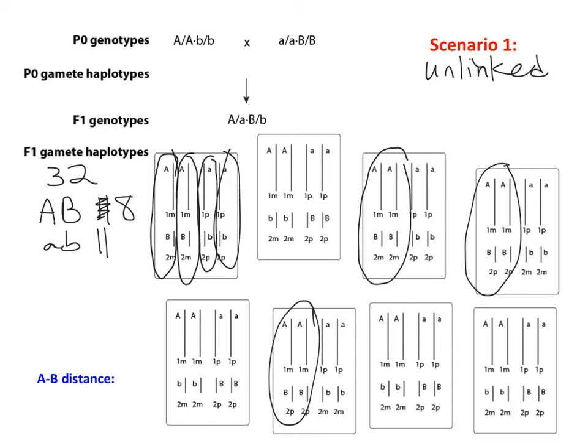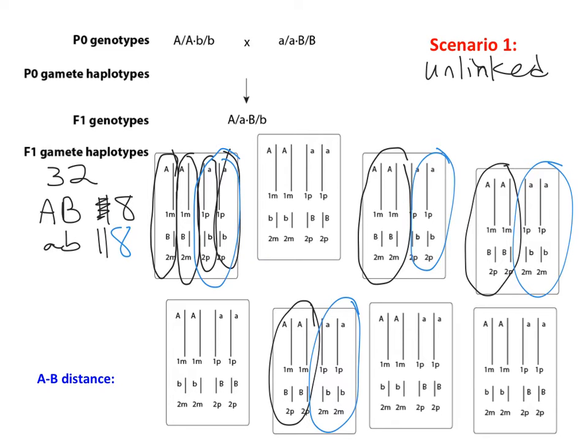So what happens if we look at little a's with little b's? How many of those are there? Should be 8. We've got 2 there, 2 there, 2 there, and 2 there.